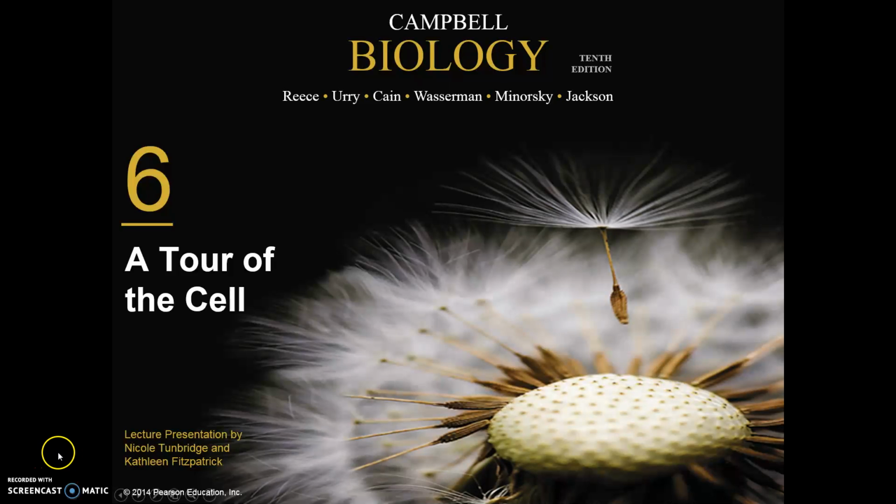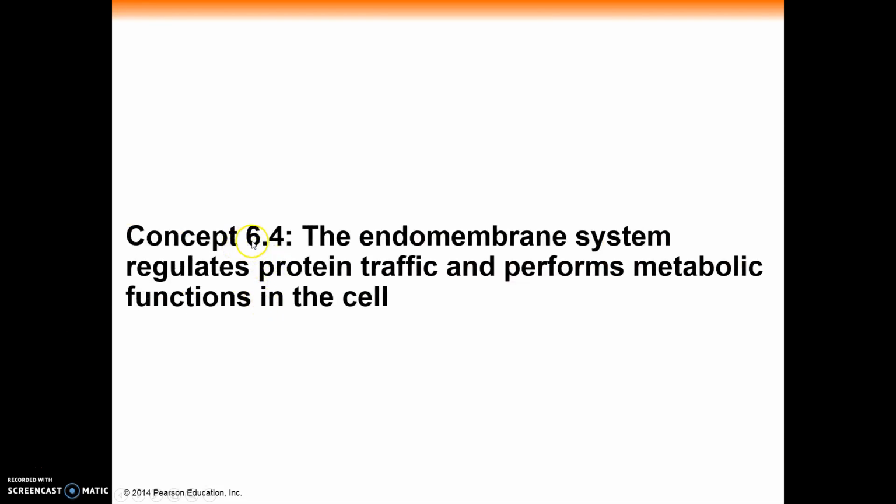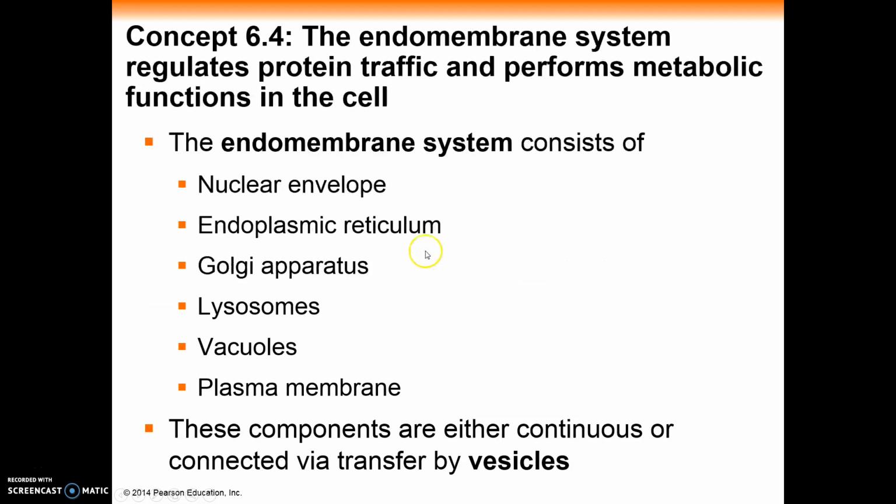All right, welcome back. We're continuing with Chapter 6 of Campbell's Biology, and now we're looking at Concept 6.4. The endomembrane system regulates protein traffic and performs metabolic functions in the cell. So there are a whole series of membrane systems within the cell, and they're all connected. Not necessarily connected directly, but they send material to and from each other.